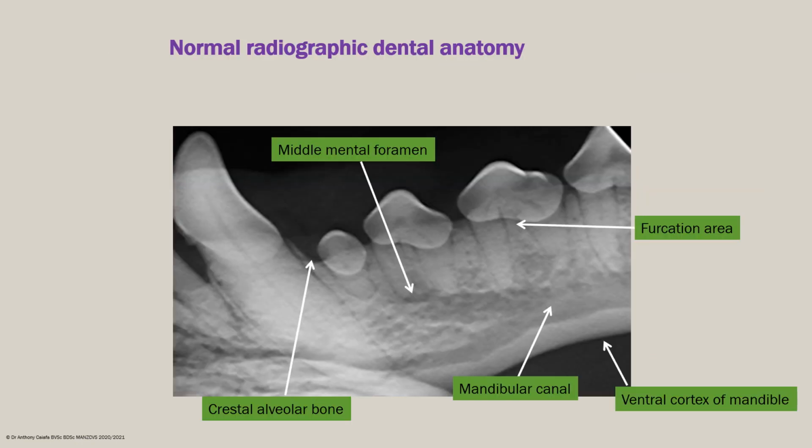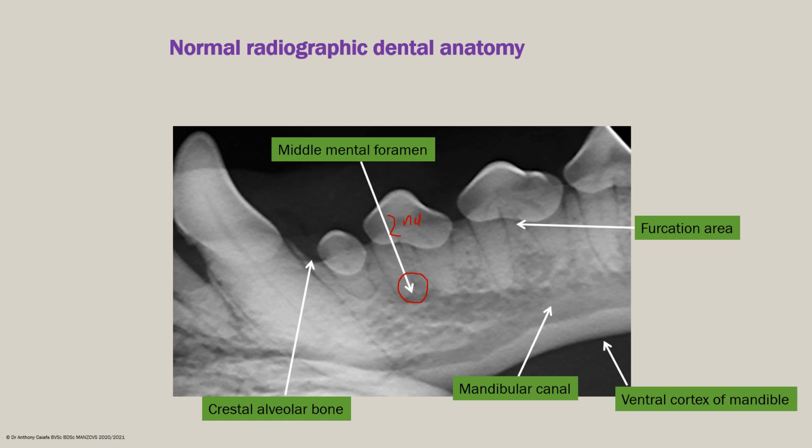So now we go on to the rostral mandible. Here we have the middle mental foramen, which is that radiolucent circle there, and it's normal. So don't confuse that as pathology around the second premolar tooth here, which is here.